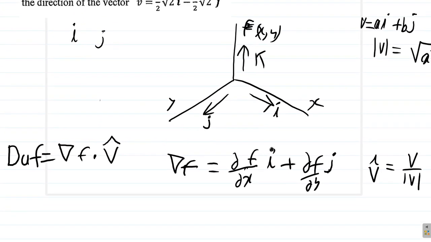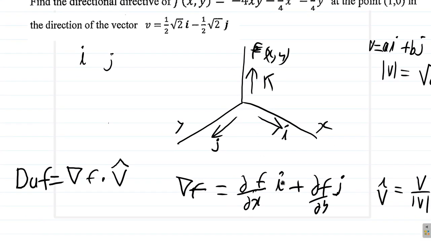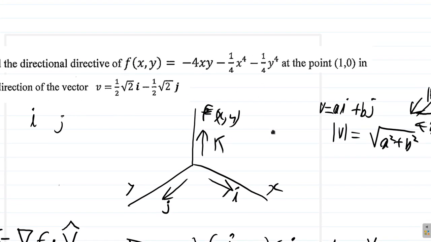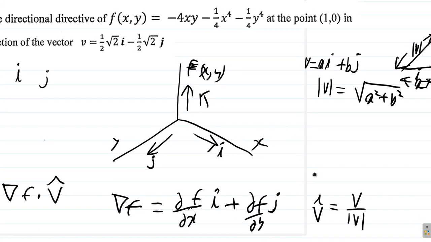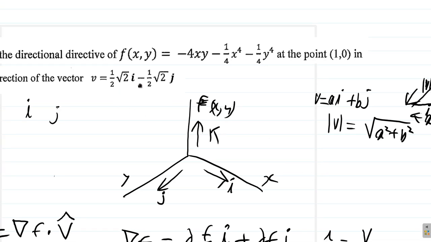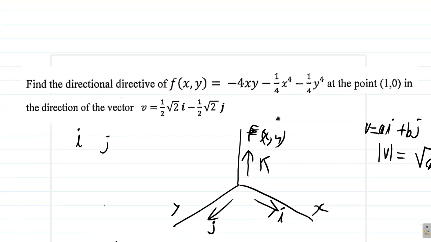Now, let's go back to this. Here, we're going to differentiate with respect to x, and in the i direction, multiply by i, plus differentiate with respect to y, multiply by j. That will give you the gradient. And then you deal with this vector, which would be half square root of 2 i minus half square root of 2 j. Alright, finish it off for me. Pause the video, write it down and finish it off for me.